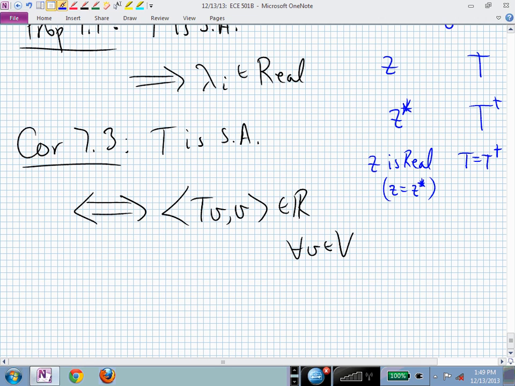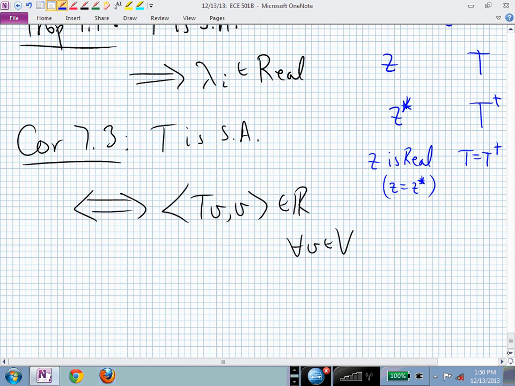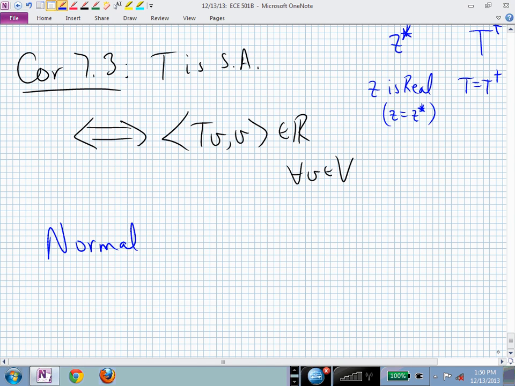Then, like I said, we're starting to introduce a lot of new terminology. We just introduced self-adjoint. Now we can generalize that and ask, what about these operators that we're going to call normal? These are not necessarily self-adjoint, but all self-adjoint operators are normal. Normal operators are those where the operator and its adjoint commute.